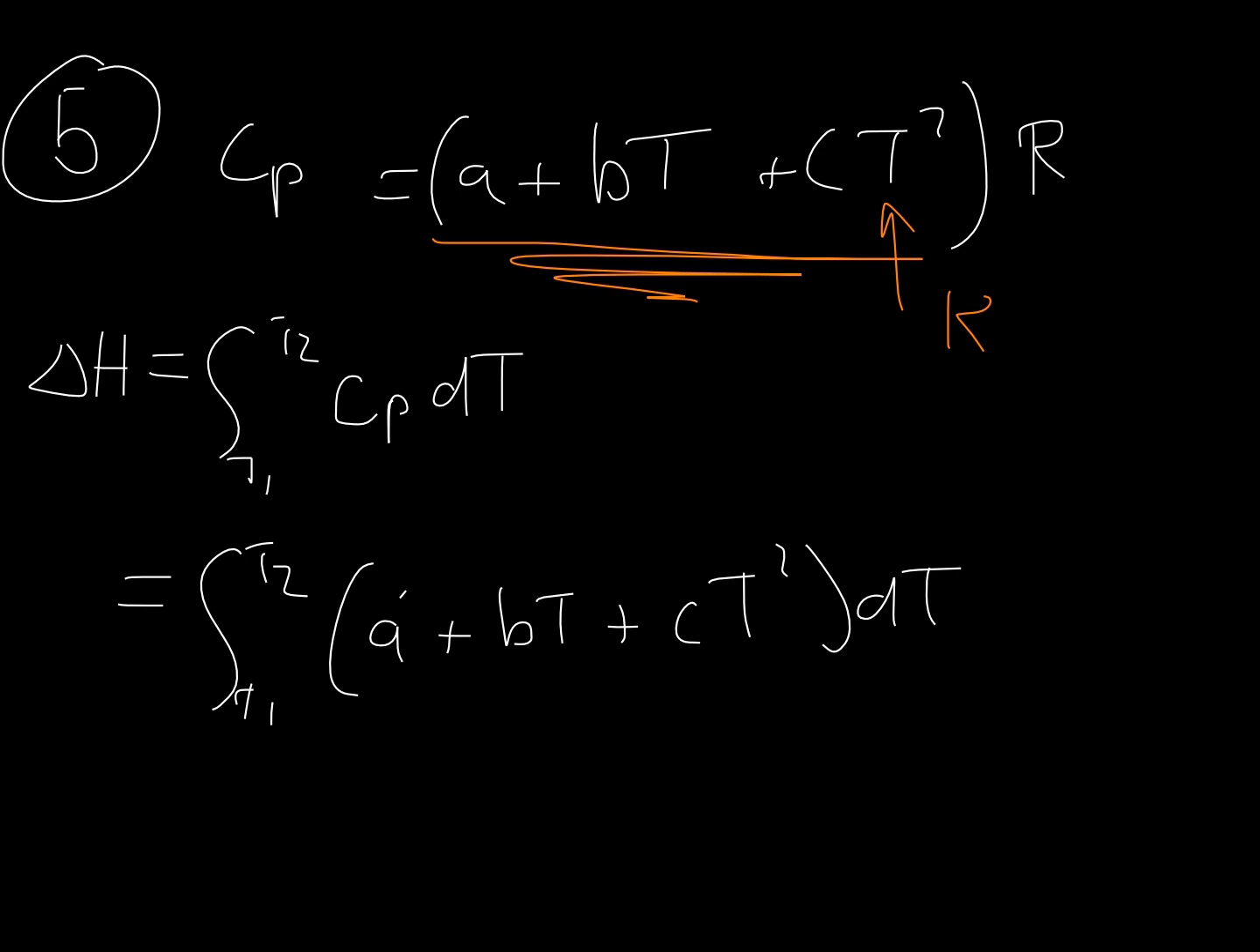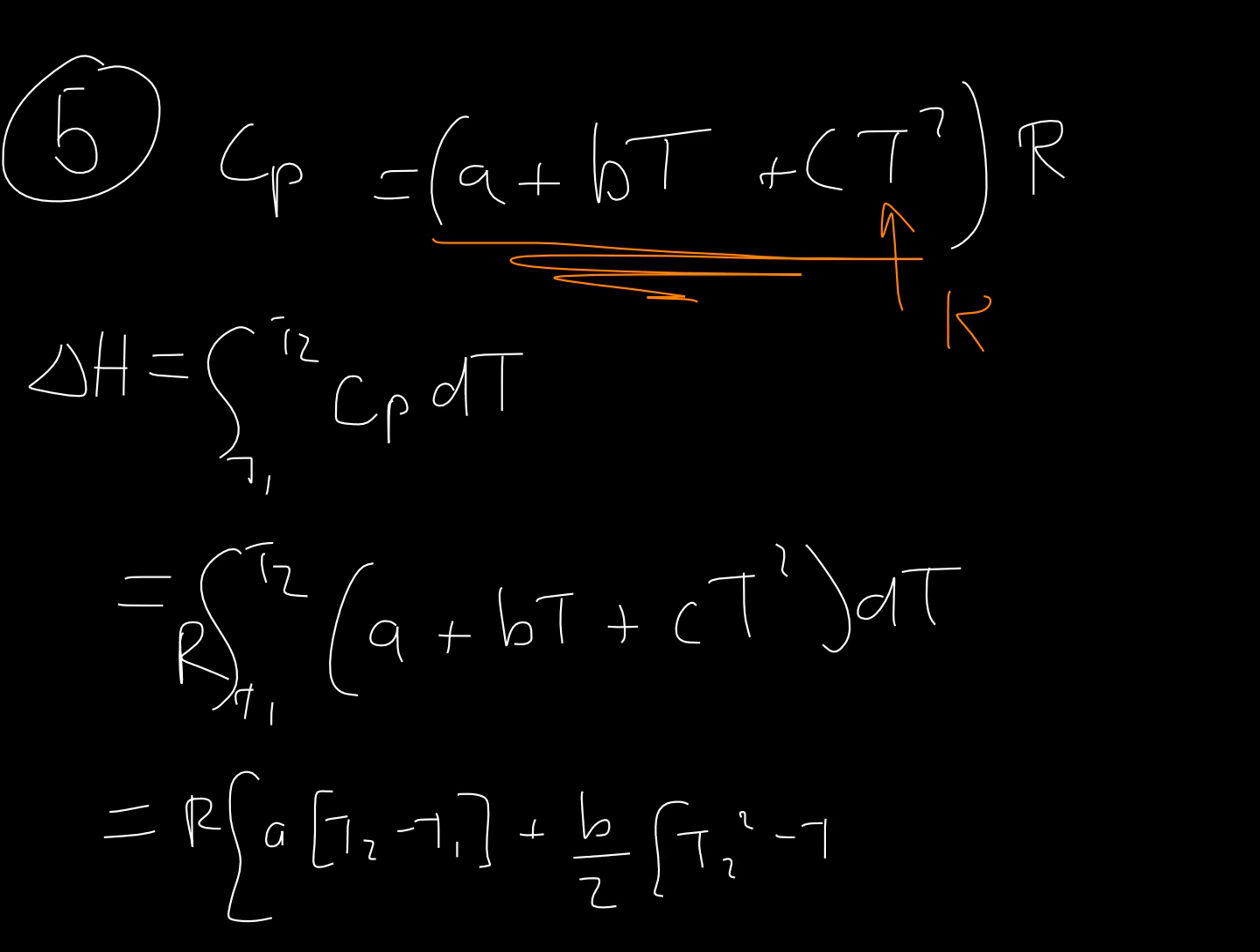I'll just put a little prime there or something like that so I don't have to bother with it. Some correlations have the R, some don't. It just depends on what the actual correlation is. So another way we could do it is we could just get rid of that and put an R out front here. Integrating this is hopefully trivial. It'll be R times a times t2 minus t1 plus b over 2 times t2 squared minus t1 squared.